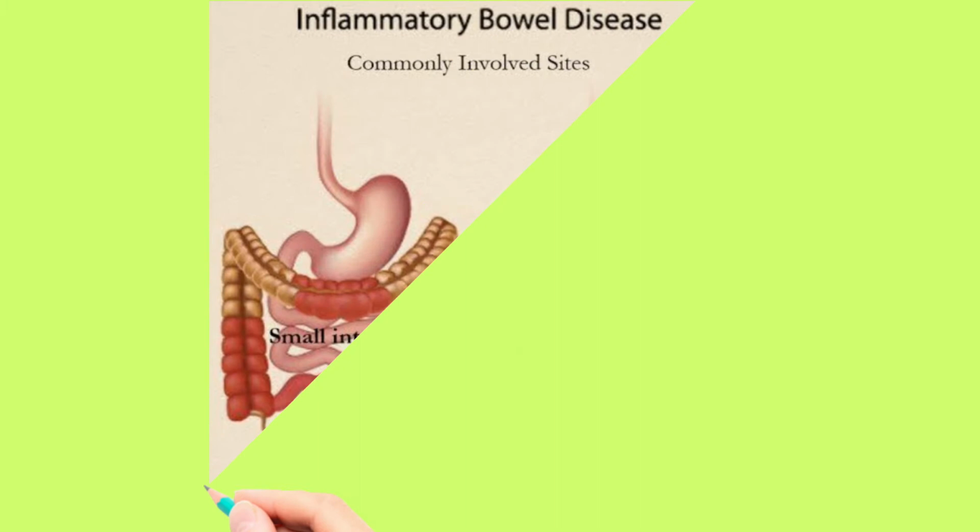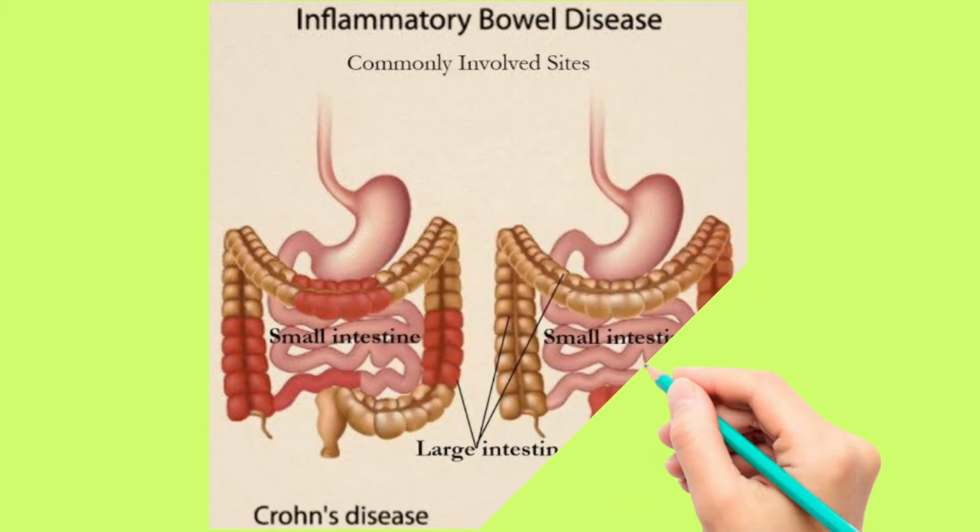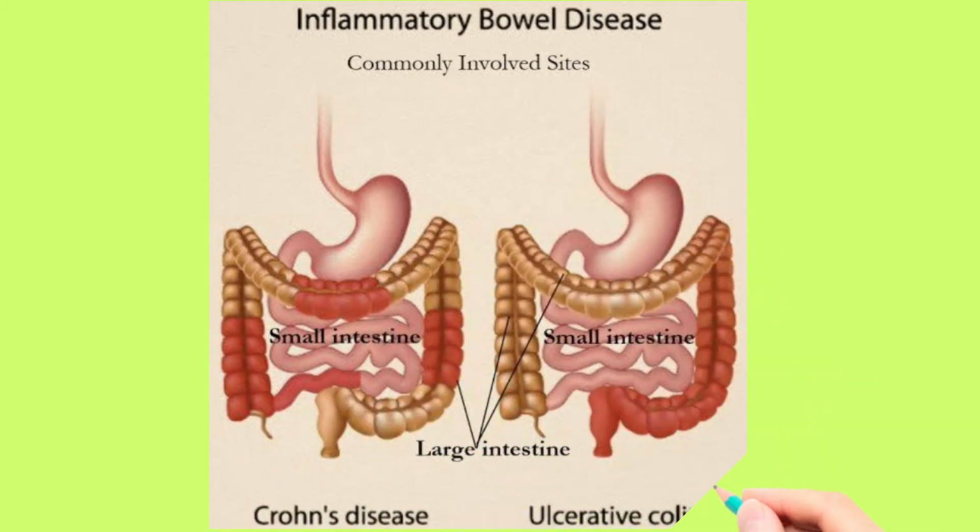Now we will talk about the pathogenesis of how inflammatory bowel disease occurs in the intestine. Inflammatory bowel disease is of two types, Crohn and ulcerative. It has two sides, as you can see in the image. In Crohn disease, basically the ascending and descending colon are involved, and in ulcerative colitis only the descending colon is involved.